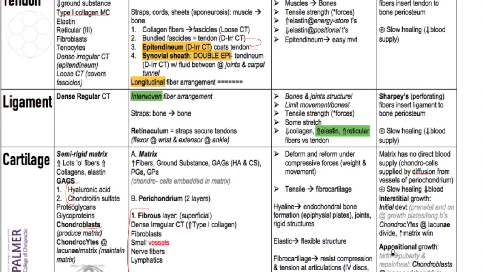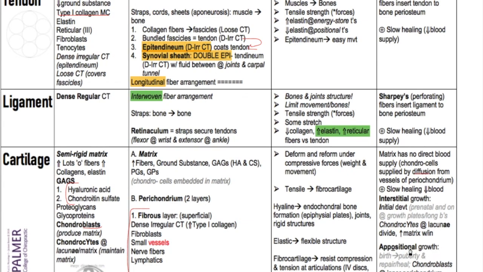And then appositional goes out, okay? And this happens after birth and throughout, through puberty, basically. Then also when you have an injury and have to heal and repair cartilage. This is kind of an outward growth. So this is going to be chondroblasts in the perichondrium, at the innermost part of the perichondrium, are going to be just adding matrix layers to the outside. So it's an outward type of growth.